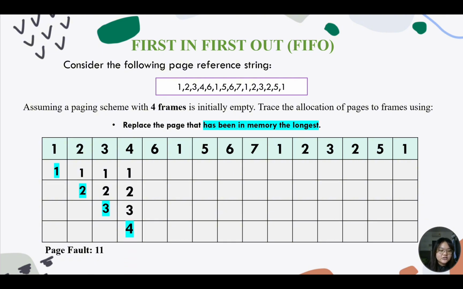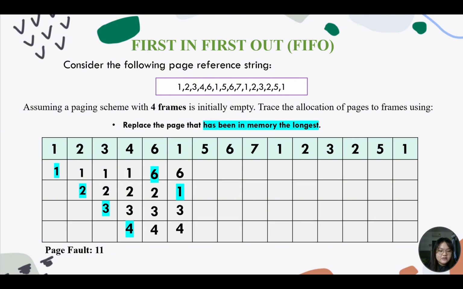Then the number 6 is not available in main memory and also there is no free frame to insert. So we use first in, first out to replace the oldest page. We can see 1, 2, 3, 4, and 1 is the oldest page. Then we replace it with 6 in place of page 1, and it will become 6, 2, 3, 4. Then 1 is also not available in main memory. With 6, 2, 3, 4, 2 is the oldest page, so we replace it with 1 and it will become 6, 1, 3, 4. Then next is 5.